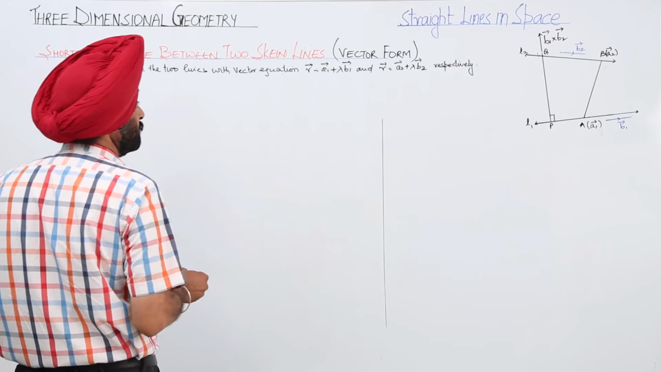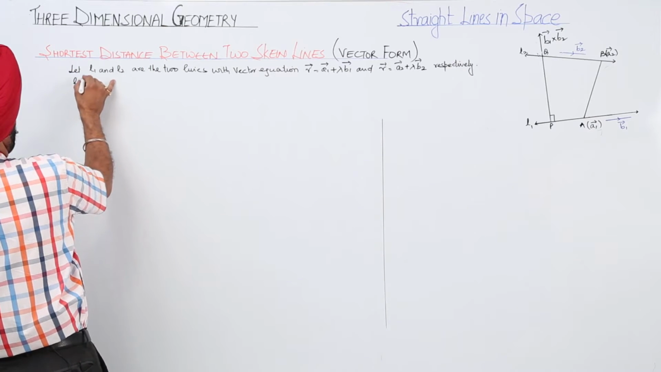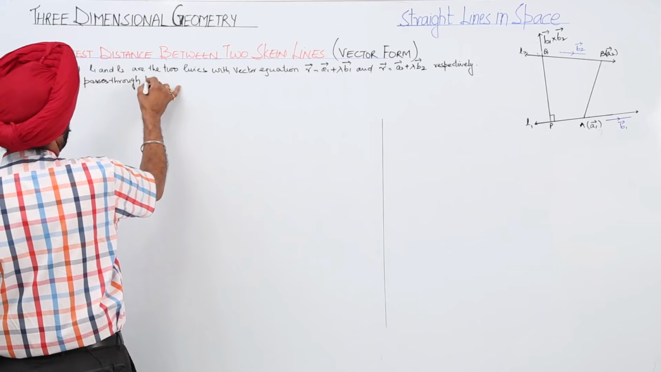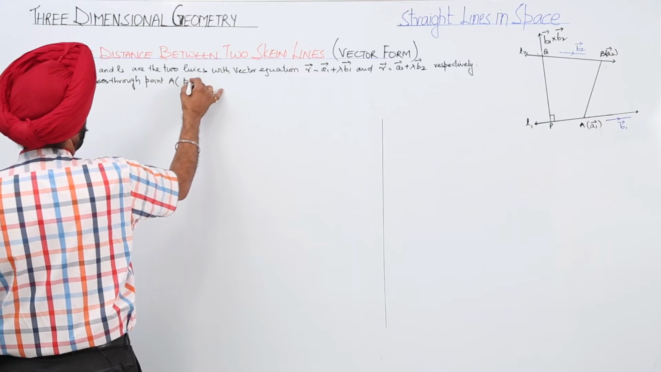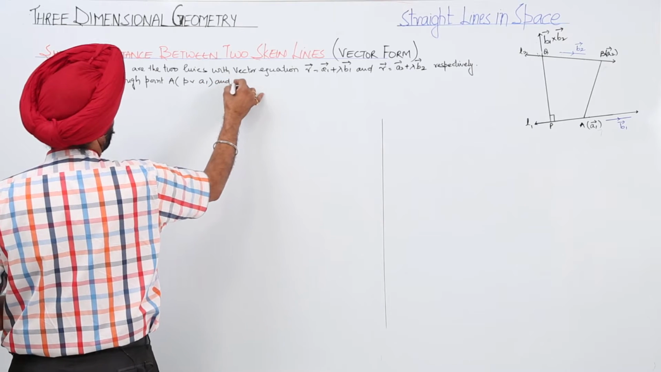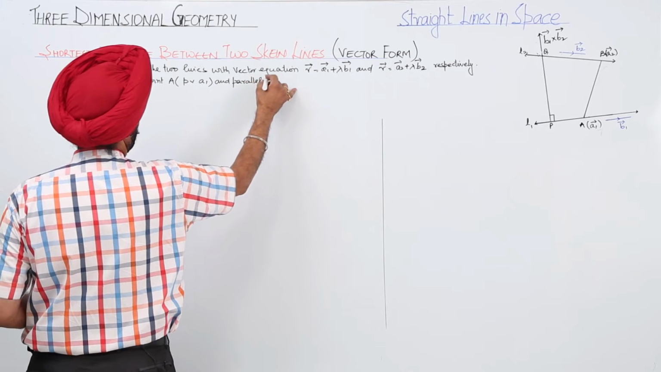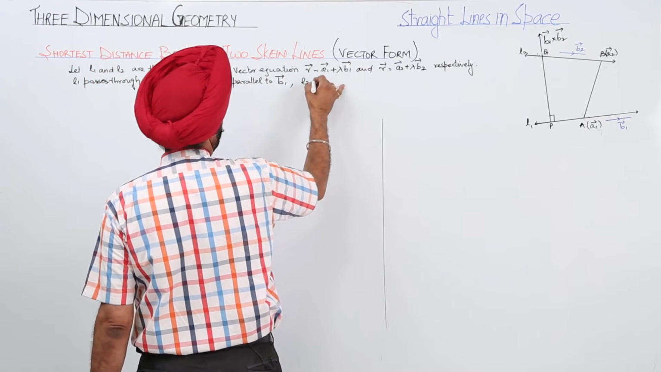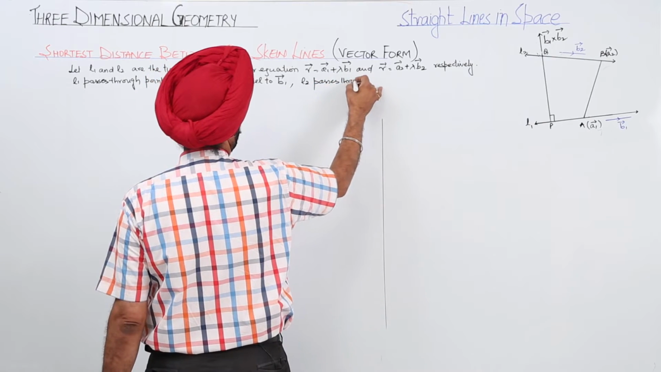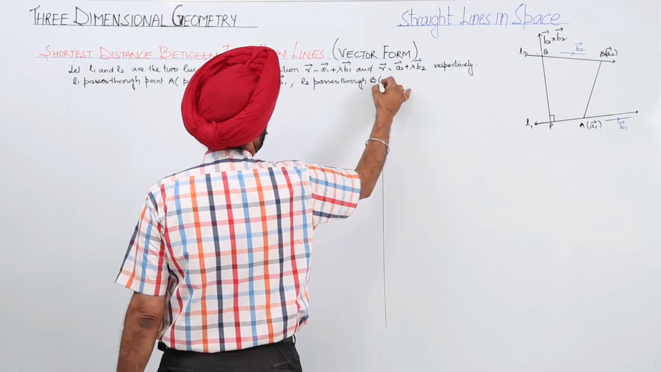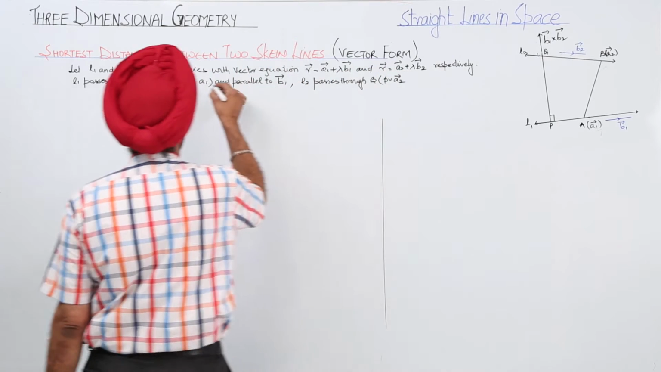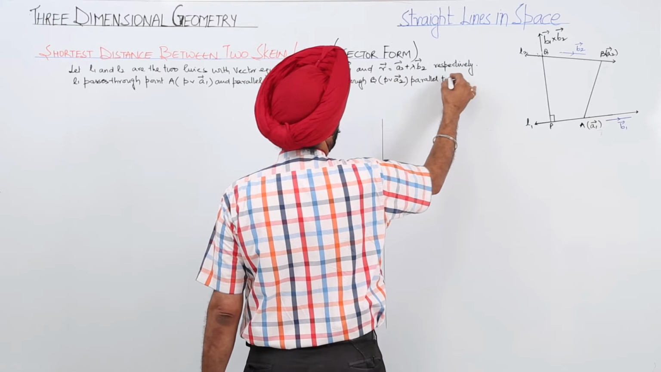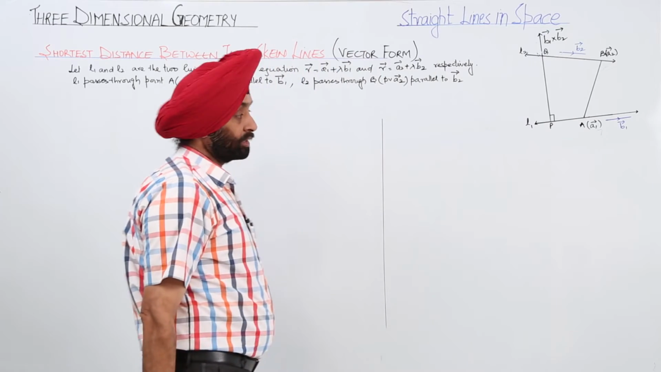Now, L1 passes through point A with position vector a1 and parallel to vector b1, and L2 passes through point B with position vector a2 parallel to vector b2. Now simple statements.